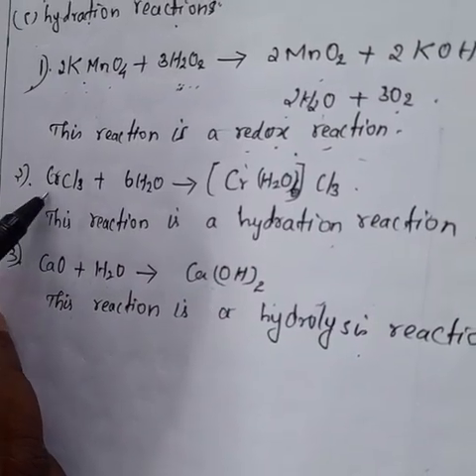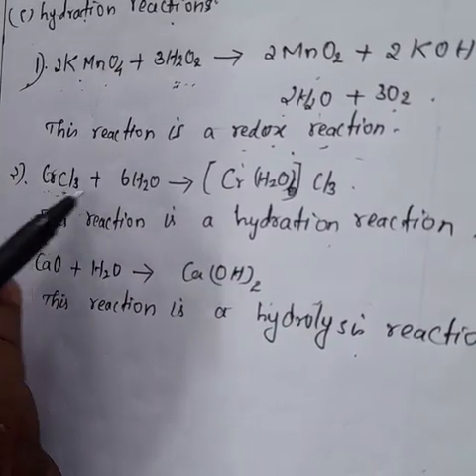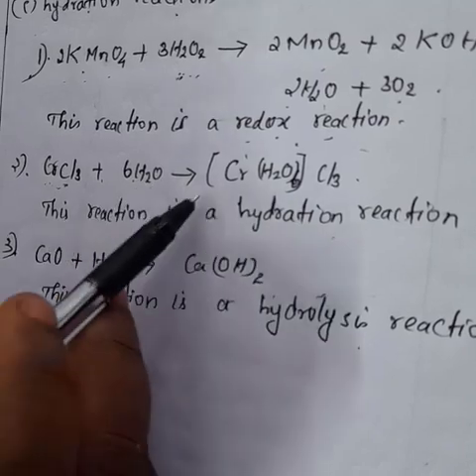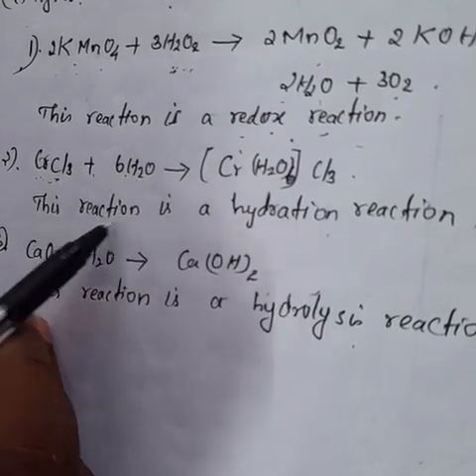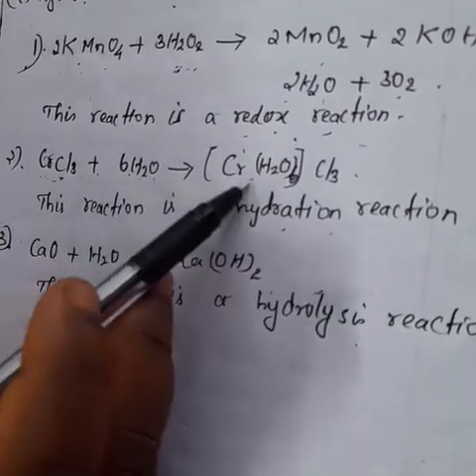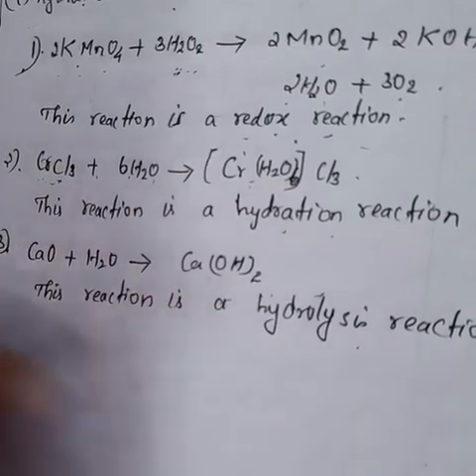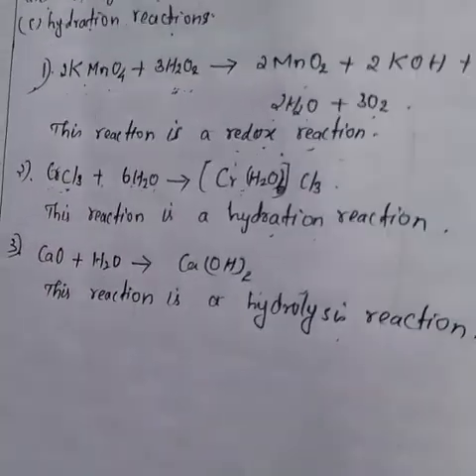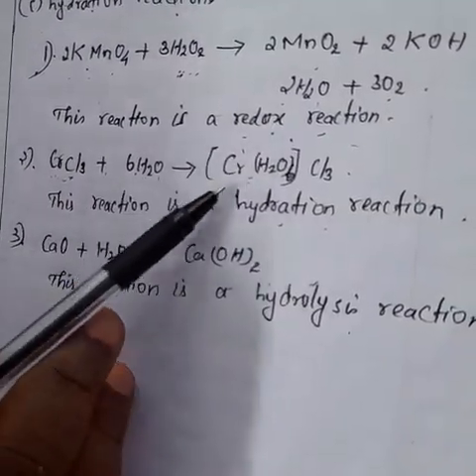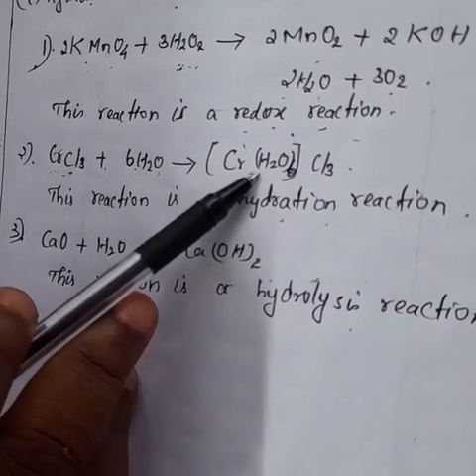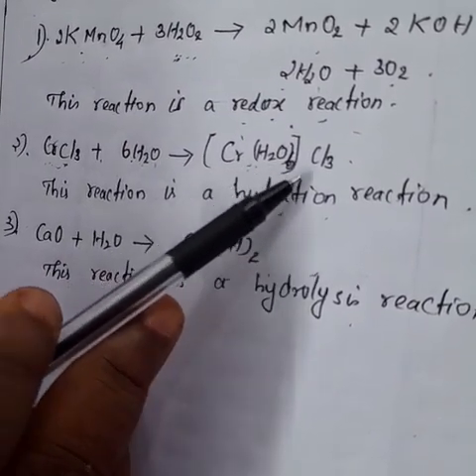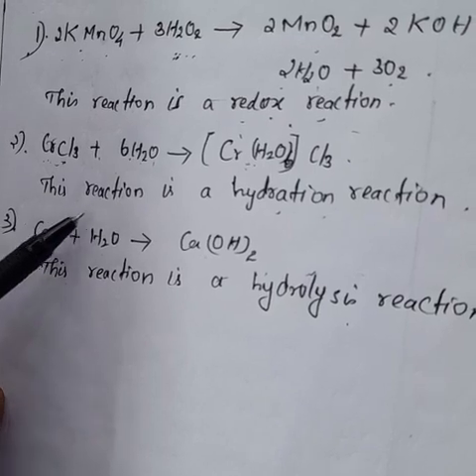And the second, number 2, chromium chloride. Okay, chromium trichloride plus 6H2O. So here this is hydration. Hydration means addition of water, not undergoing dissociation, only addition takes place here. So hexaaquachromium trichloride is formed. Understood? And this is the hydration reaction.